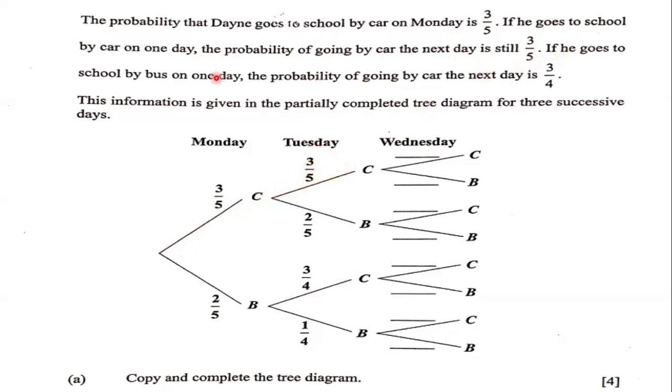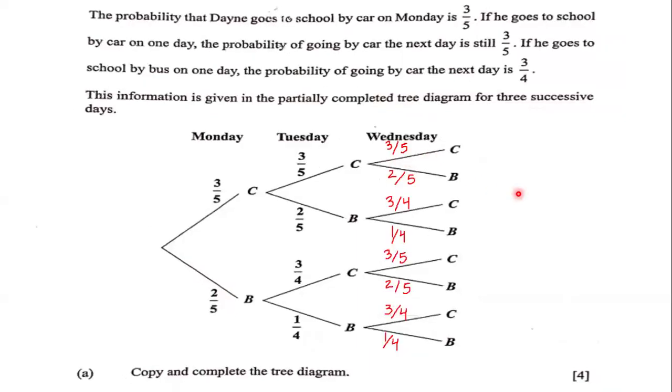If he goes to school by bus on one day, the probability of going by car the next day is 3 over 4. So here he goes by bus on Monday, and the probability of him going by bus on Monday is 2 over 5. But if he goes by bus on Monday, the probability of him going by car the next day is 3 over 4. And that's what this says. So this right here is 3 over 4. And so we have to figure out what this particular one is, and what the rest of these are. You have to fill in the blanks.